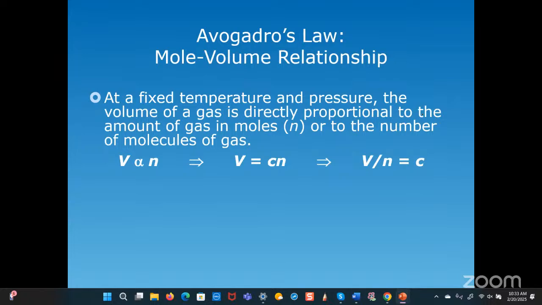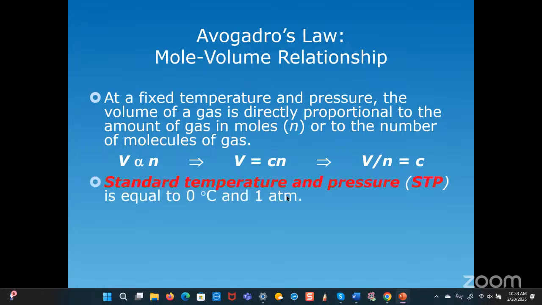The volume is directly proportional to the number of moles, or the volume is equal to a constant times the number of moles, which can be rearranged to give you volume over the number of moles equal to a constant. Another way that it can be expressed is V1 over N1 is equal to V2 over N2. So basically, just like we did in the previous examples, if you're given 3 of these terms, you should be able to find the 4th one. Okay, so that's Avogadro's law.